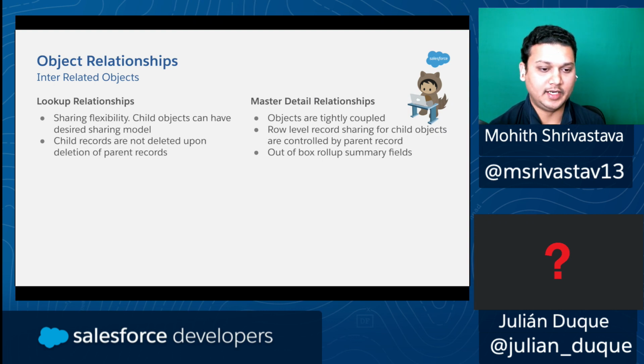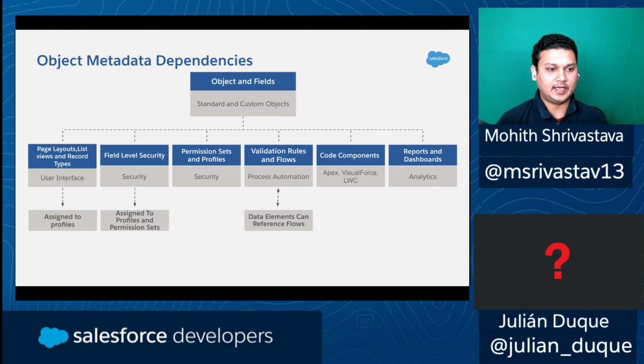Otherwise, you choose lookup relationships. Lookup relationships give you that sharing flexibility, and child records are not deleted upon deletion of parent records in a lookup relationship, essentially. So that's the advantage of that.